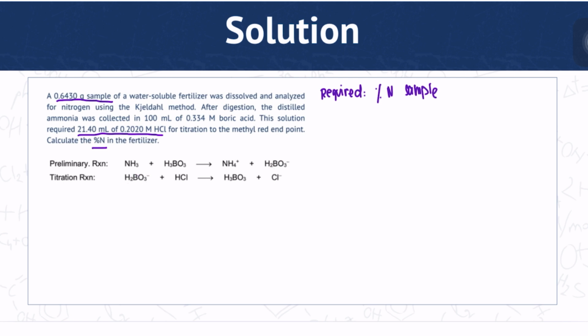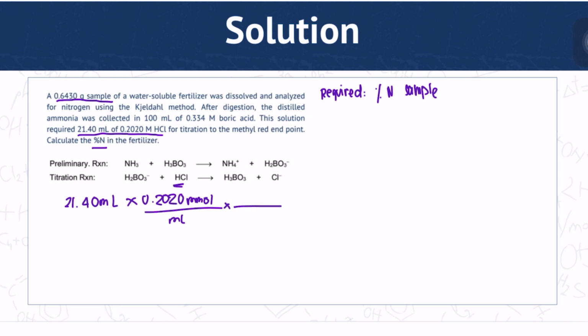So how would I solve this problem? Well, we'll start off with your HCl. So that's 21.40 ml of 0.2020 molar HCl. Let's put this under so we can make it one big space. You can write this as millimoles per ml because that's still the same reaction. And from that, you can determine the amount of HCl you reacted with H2BO3 when you reach the endpoint.